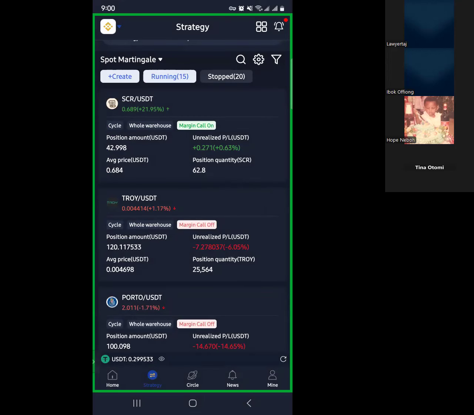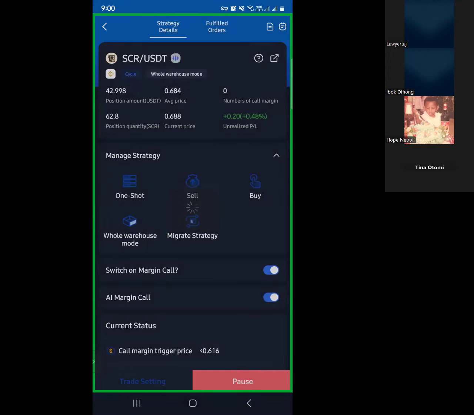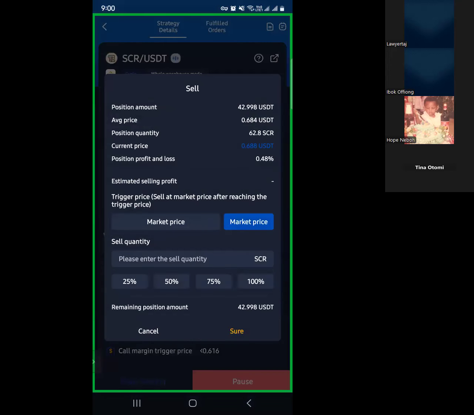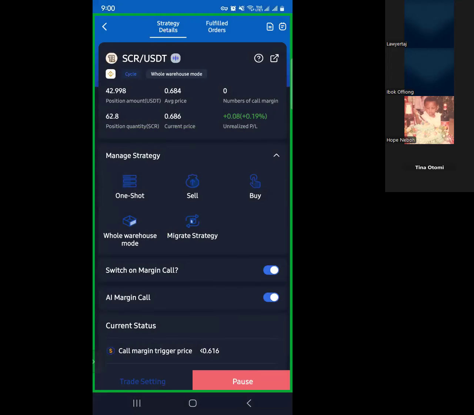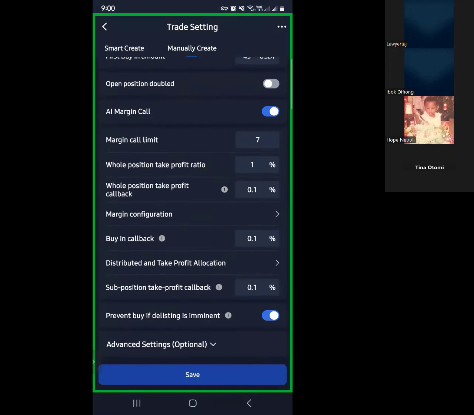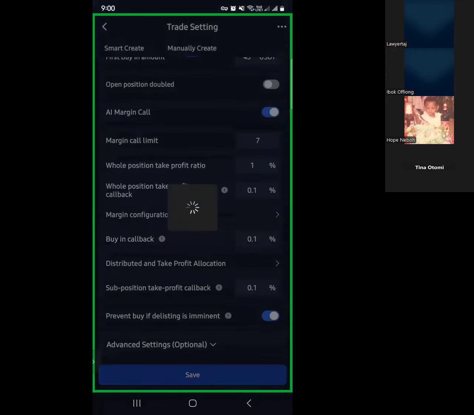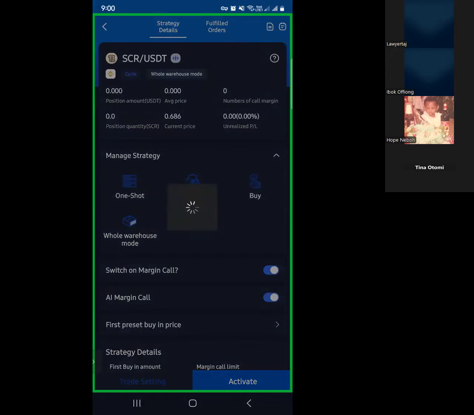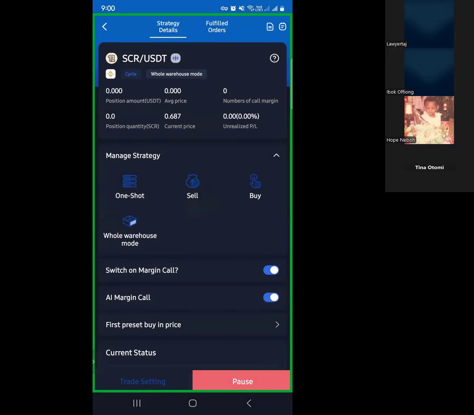So you see the SCR just now gave a good profit. So let me show you how I take profit quick. I click on the body, click on sell, come to market price, click on 100% and click on sell. That trade has closed. I come to trade settings, scroll down, click on save again, sure, and I reopen the trade, create, and I hit it. That trade has been reopened again because I can see the position.